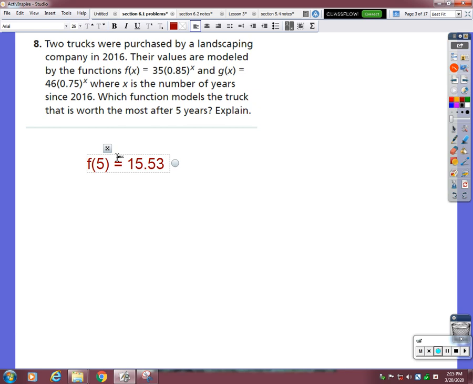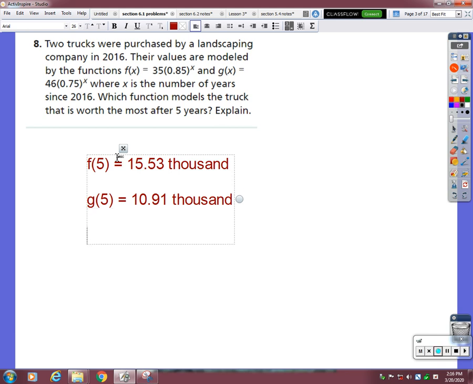So 15.53. Obviously they didn't buy a landscaping truck for $35. Anyway, 15.53 thousand for that one. Then if I plug 5 into the G function, so if I figure out what 46 times 0.75 to the fifth power is, that works out to be 10.91, we're assuming 1,000. So which function models the truck that is worth the most after 5 years?